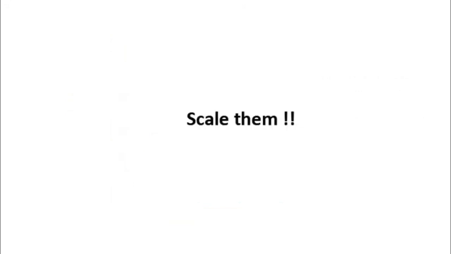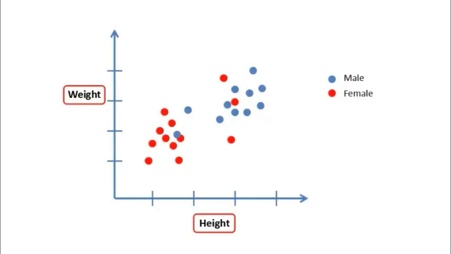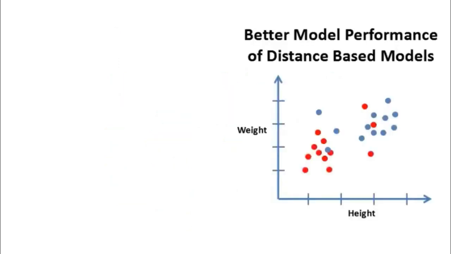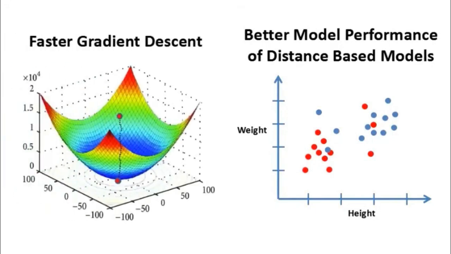So what is the solution? Well, scale them so that they look something like this, right? So there you go. You have another reason to scale your features, particularly when you are employing distance-based models. And of course, do it to make gradient descent faster. So there you have it. You now know what most people don't know.